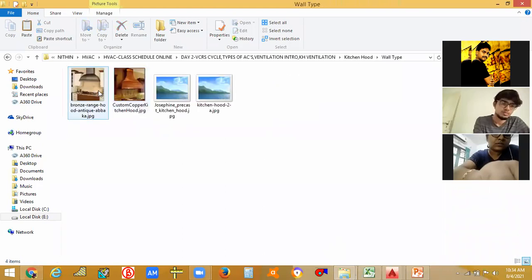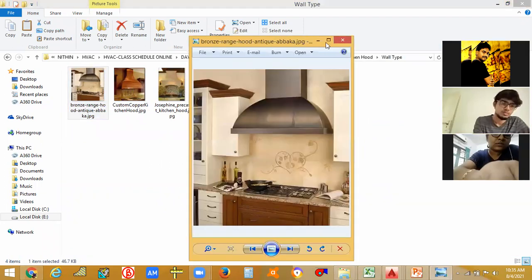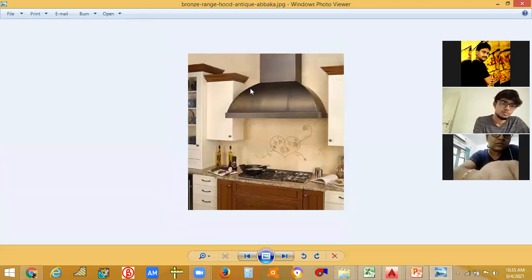Let's see some wall mounted. Okay, these are different. You can see a wall mounted. These are different styles. Okay, you can create any style according to our need. So this is a wall mounted type.